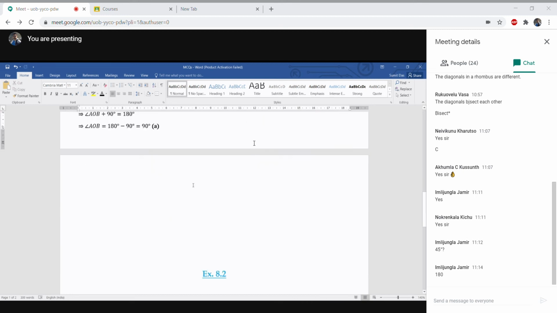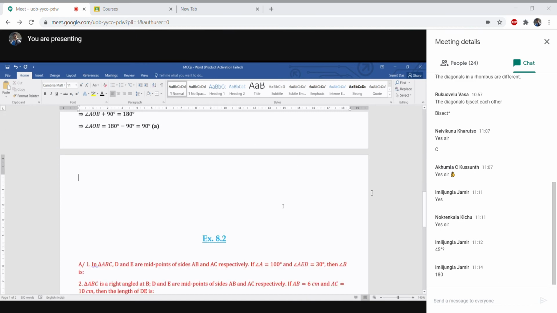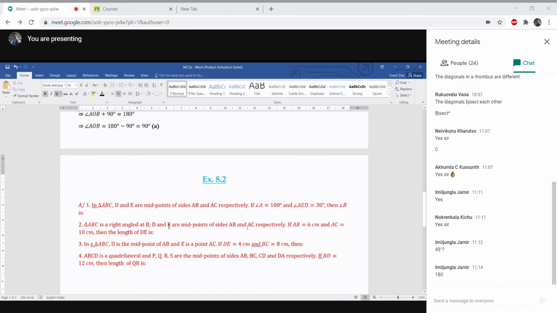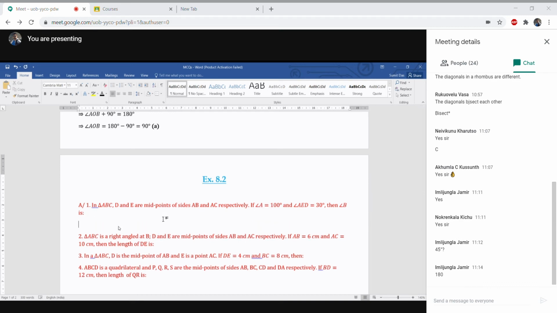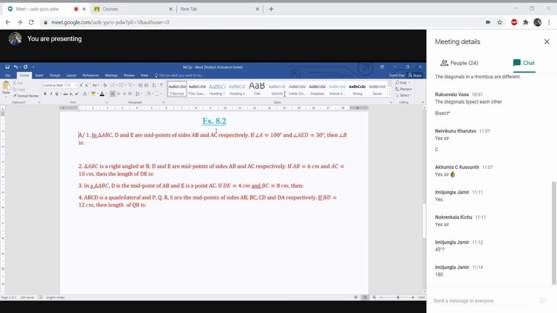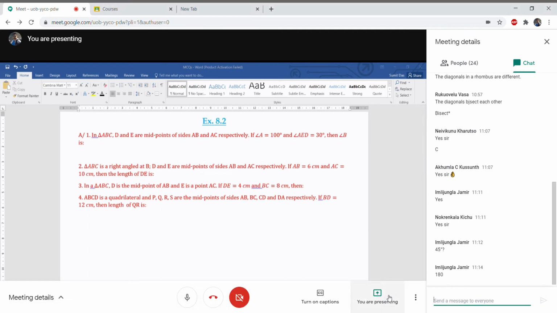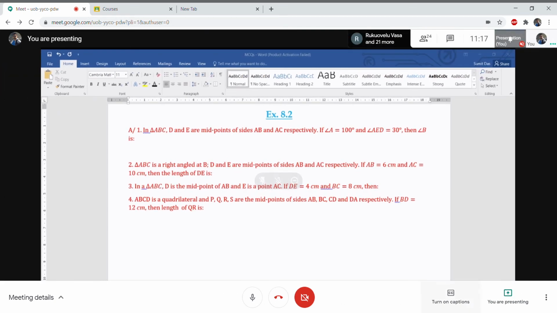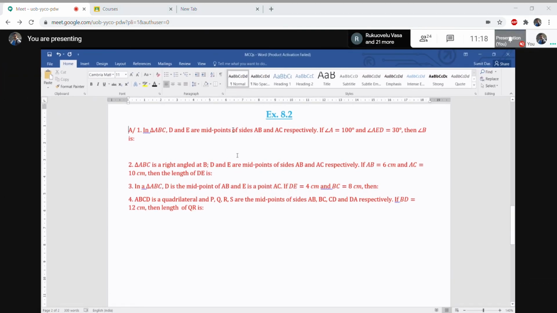Fine. Let's go to exercise 8.2. Already 8.1 is okay. Today we can complete. Question number 1, exercise 8.2, page number 161. In a triangle ABC, D and E are midpoints of AB and AC. Okay, let me draw the diagram. I'll tell you.